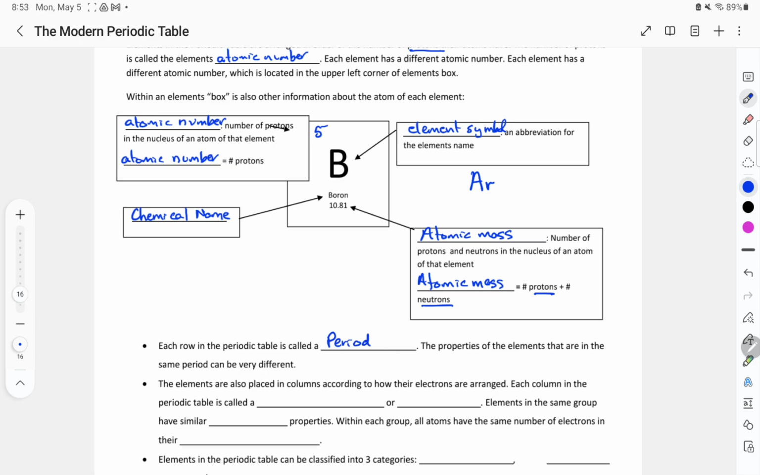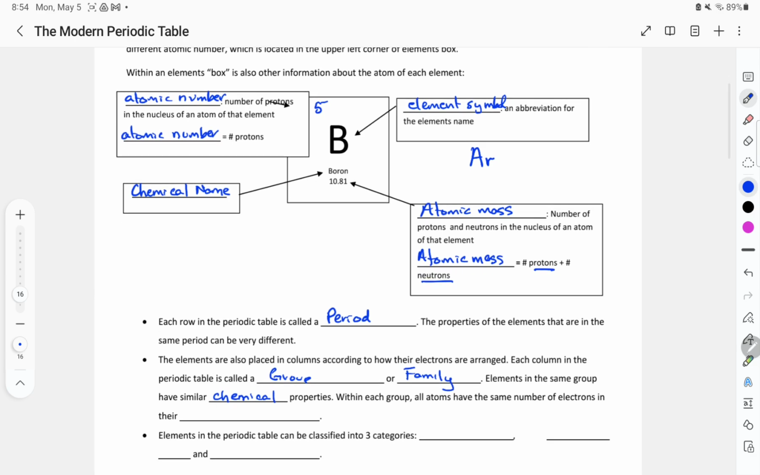Now, each row of the periodic table is called a period. All the elements in the same row are in the same period, but they can be very different from each other, especially in terms of their chemical properties. The elements in the columns, though, have a similar electron arrangement, so they behave similarly, and we call them a group or family. Elements in the same group have similar chemical properties and some physical properties.